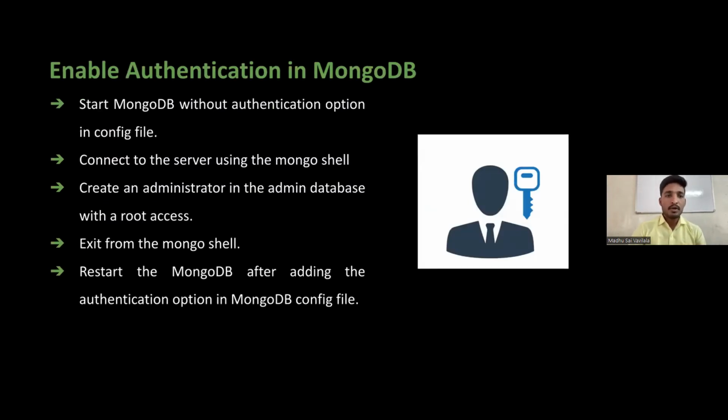Let's see how to enable authentication in MongoDB. By default, MongoDB allows the SCRAM authentication mechanism. These are the few steps. Start MongoDB without the authentication option. By default, the authentication option in the config file is disabled. Connect to MongoDB using the Mongo shell. We need to create one user with root access. Then exit from the Mongo shell and restart MongoDB after changing the config file by adding the authentication options.